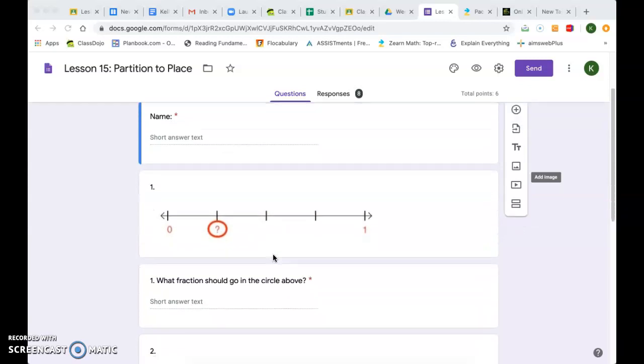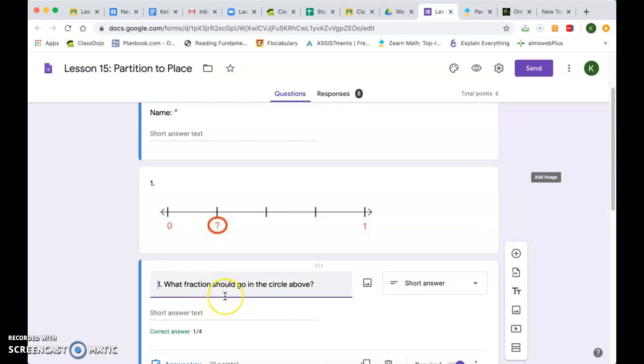All right, number 1 says, what fraction should go in the circle above? First, we have to figure out how many parts there are. There are 1, 2, 3, 4 equal parts, so we're dealing with fourths. So this is 0 fourths, 1 fourth, 2 fourths, 3 fourths, 4 fourths. So again, 0 fourths, 1 fourth should be your answer here.